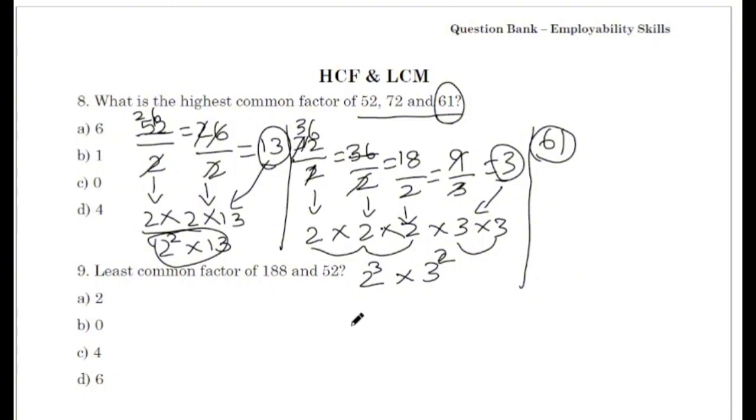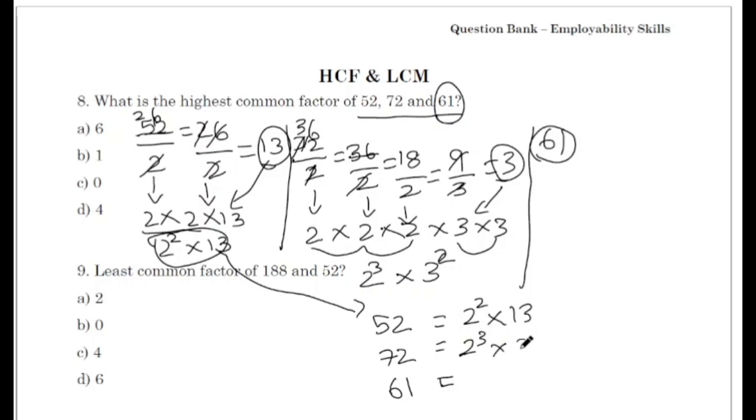Now what you're supposed to do is find the common factors. Write down the numbers first, like the question: 52, 72, and 61. And see what's common here. There should be something common in every number. So take this one for this: 2 to the power of 2 into 13. And then 2 to the power of 3 into 3 to the power of 2.